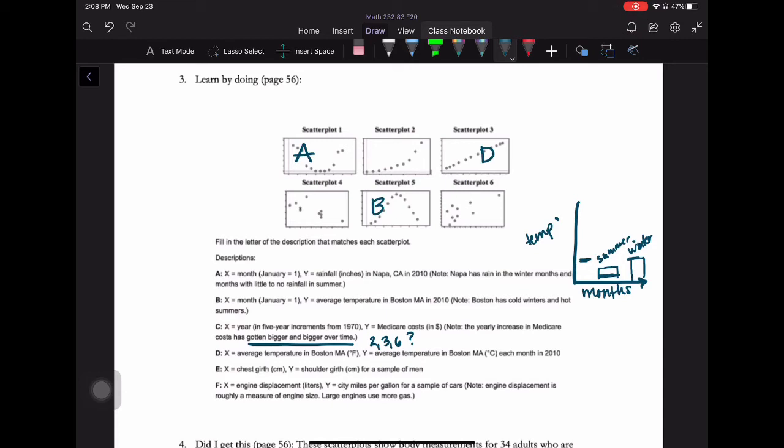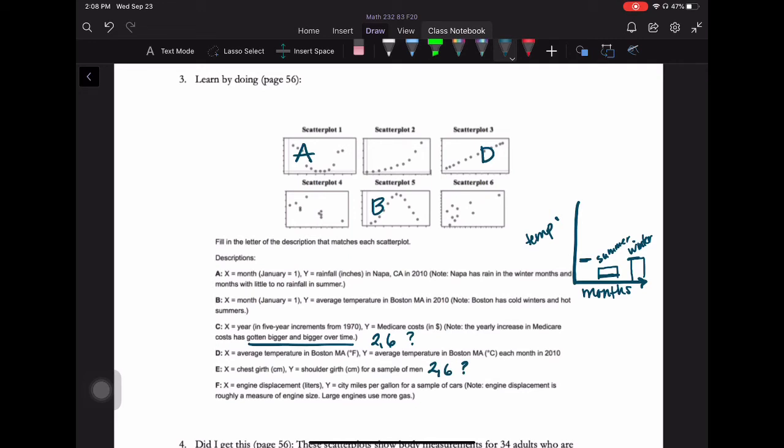Letter E says the chest girth and shoulder girth for a sample of men. They should also have the same relationship. You would expect a wider chest to have a wider shoulder girth. But again, now we're not using 3 here. So C is either 2 or 6, and I would say that E is also 2 or 6. So we're going to come back to that.